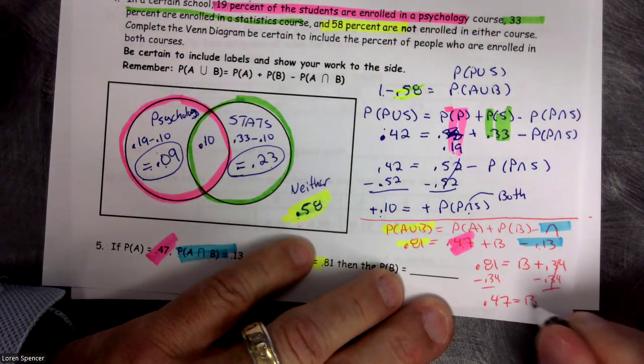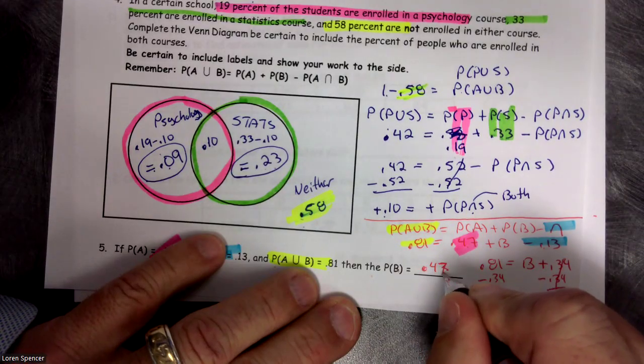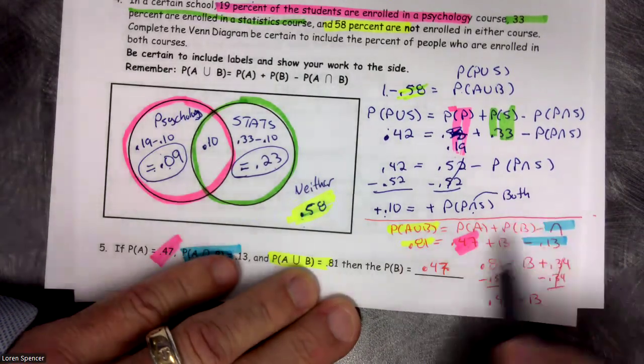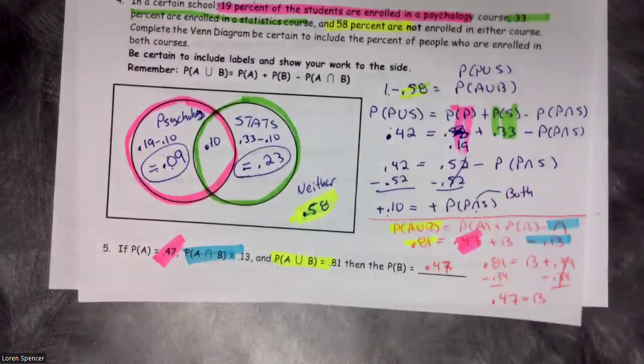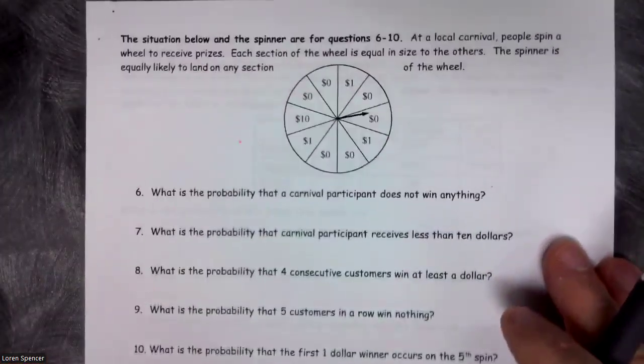The situation below and the spinner are for questions 6 through 10. At a local carnival, people spin a wheel to receive prizes. Each section of the wheel is equal in size to the others. The spinner is equally likely to end on any one of the sections. What's the probability a carnival participant doesn't win anything?